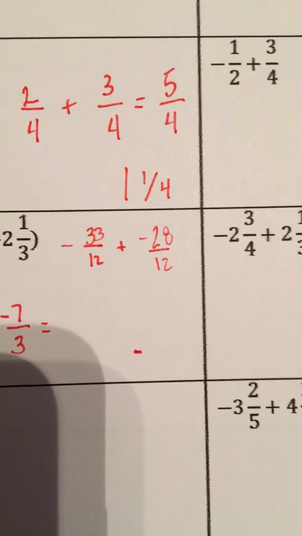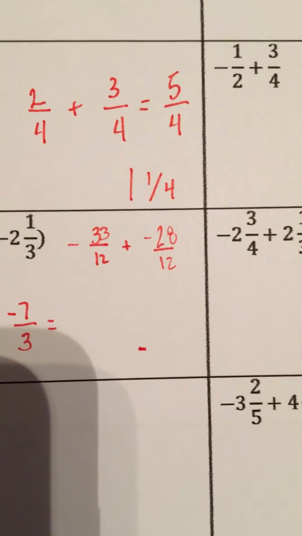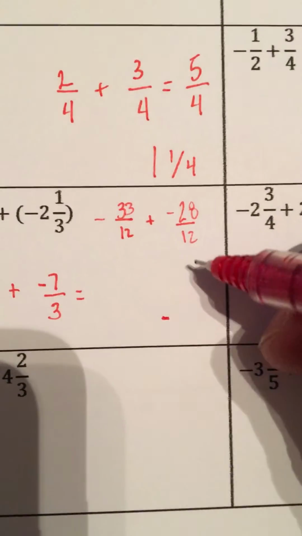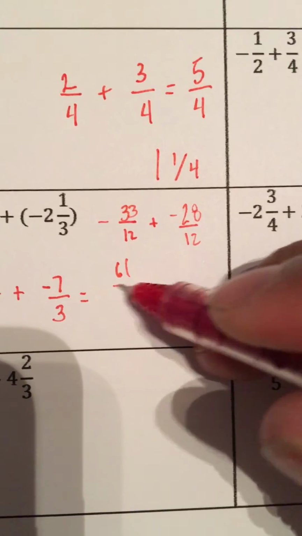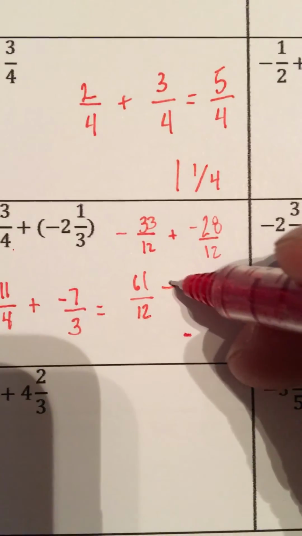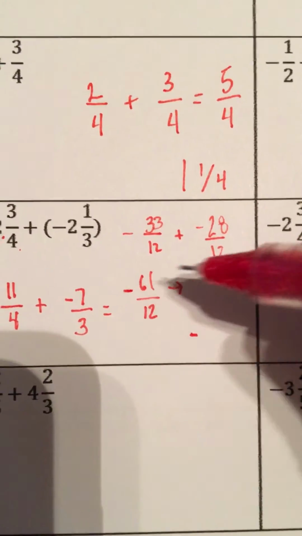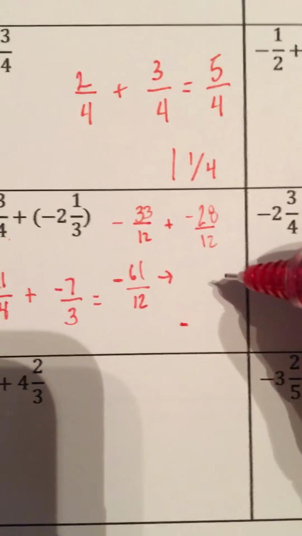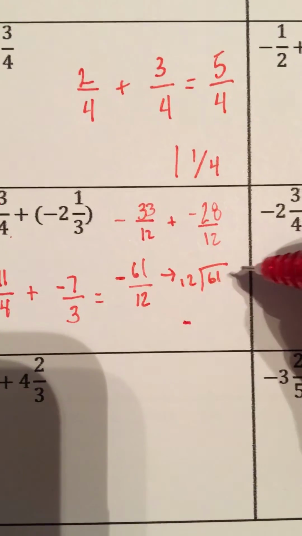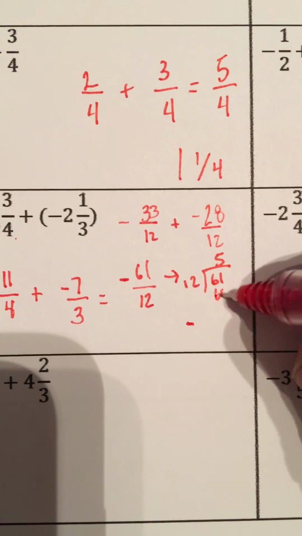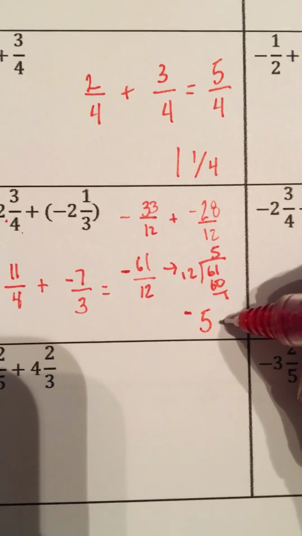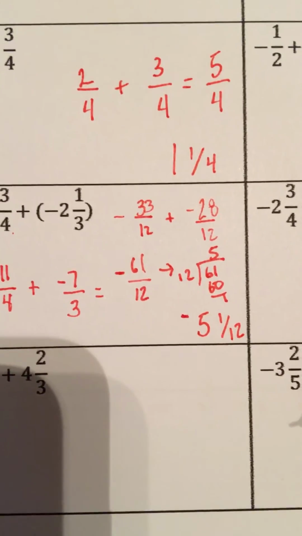Same signs, so you're going to add the numbers. 33 plus 28 gives me 61 over 12. I'm running out of room here, but the next thing you would do, and make sure you keep the negative sign, I almost forgot, is divide in order to simplify. So 12 goes into 61 5 times, leaves you a remainder of 1, and so your answer is going to be -5 and 1/12.